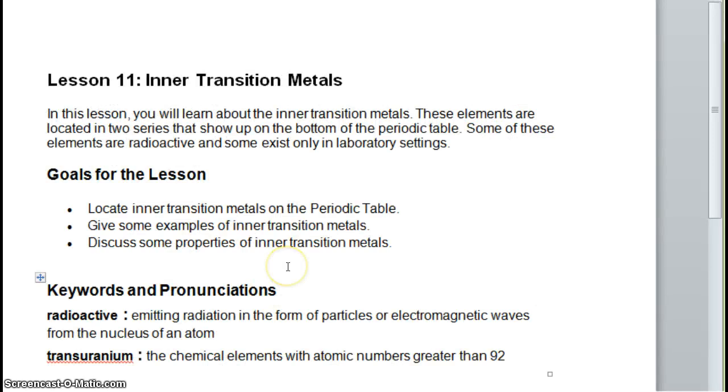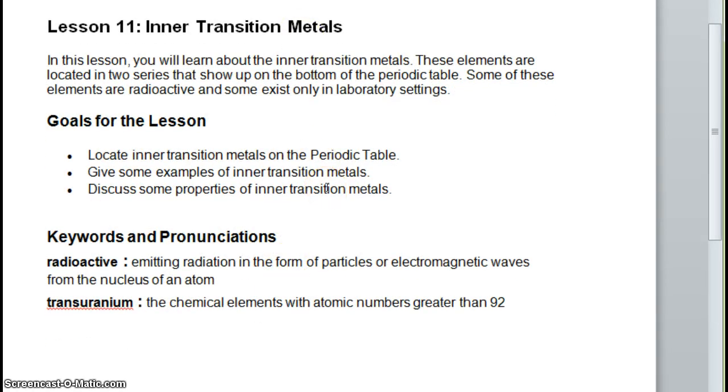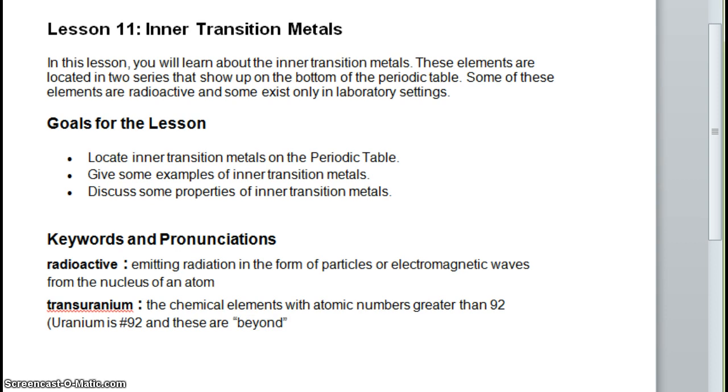All right, let's get some notes down. I kept the first paragraph and the goals. Keywords and pronunciation. Radioactive: emitting radiation in the form of particles or electromagnetic waves from the nucleus of an atom. So that's what radioactive means. Transuranium: the chemical elements with atomic numbers greater than 92. Why? Because uranium is number 92, and these are beyond, or trans, uranium.